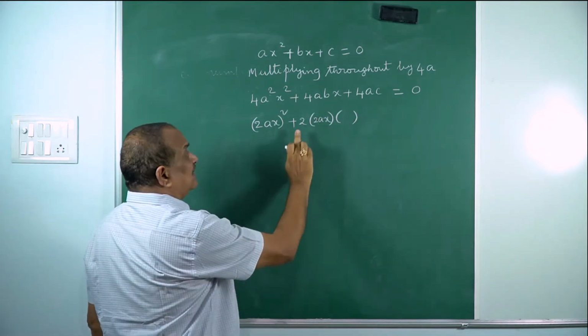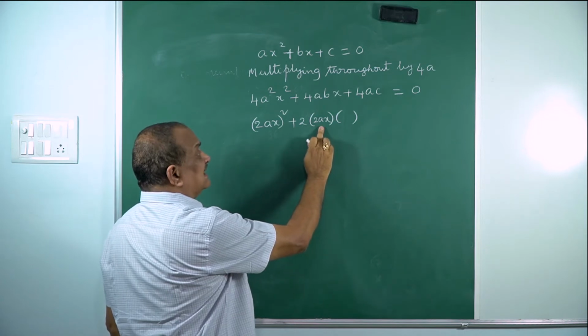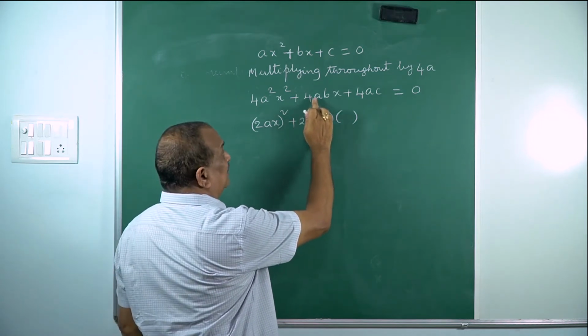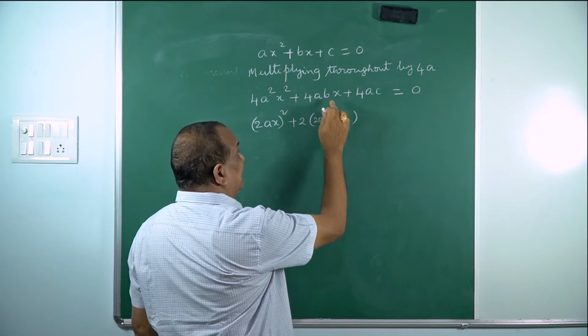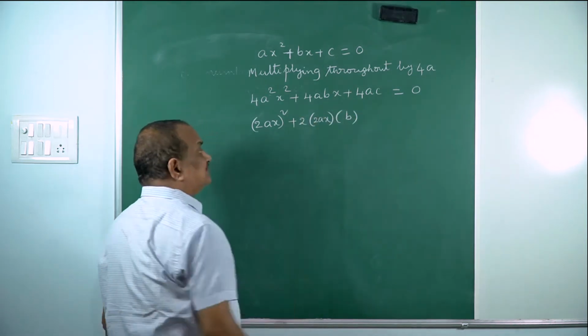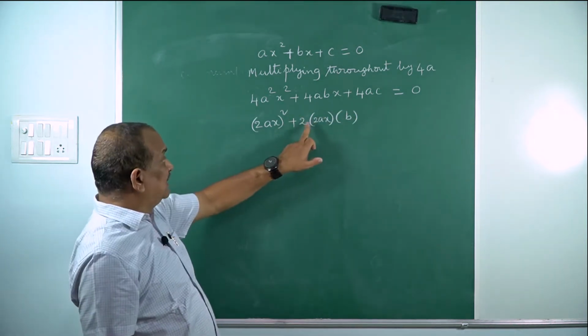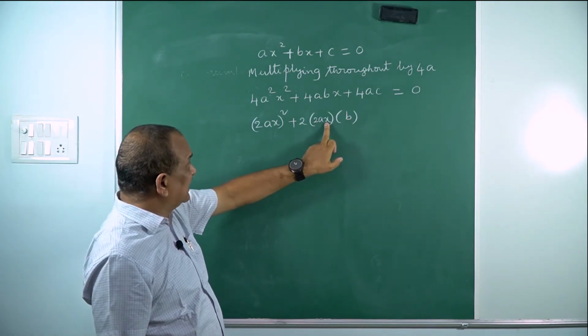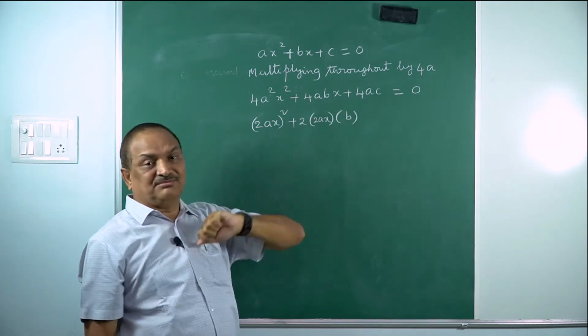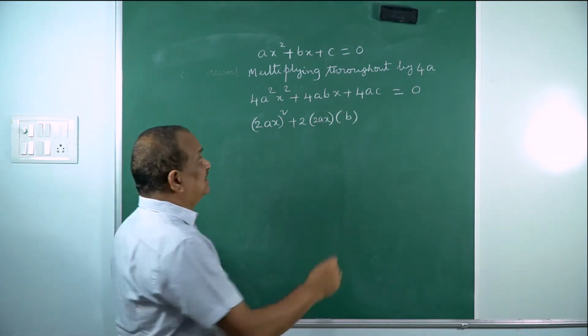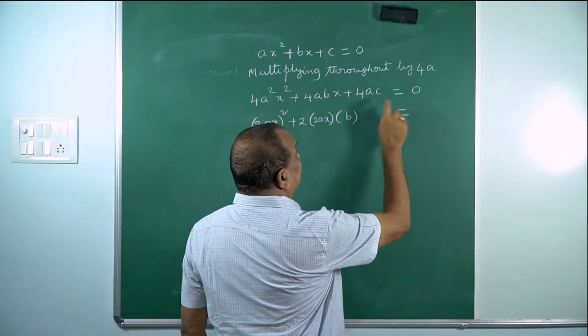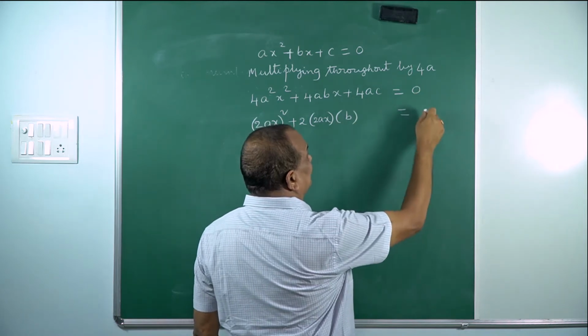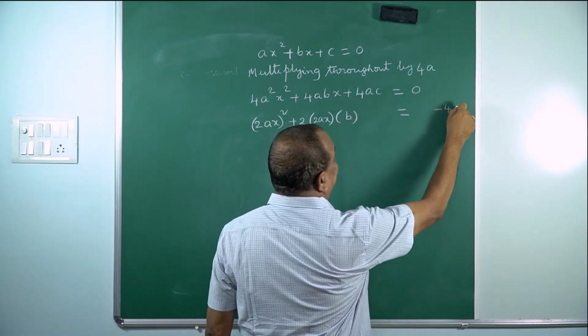What have I got? 2 times 2ax is 4ax. But that's not what I have. There is another b, and that b I put here. So 2 times 2 is 4abx. 4abx I have. That's all I have got. And is equal to this 4ac, I send it to that side. I write minus 4ac.